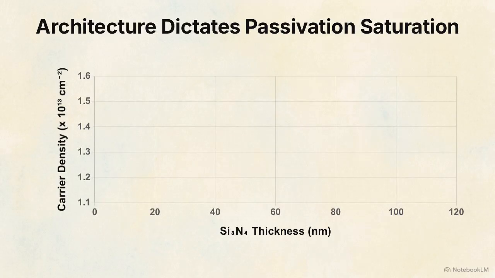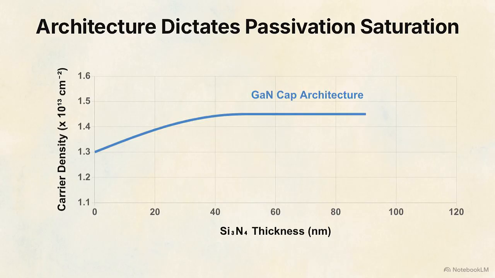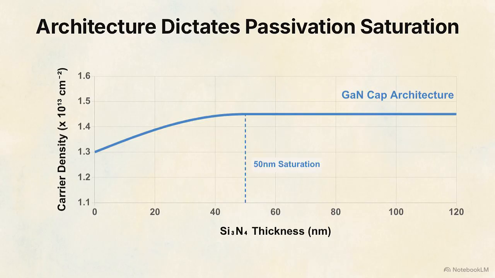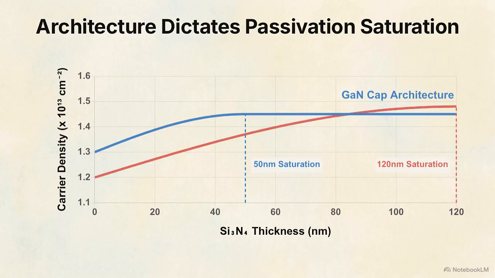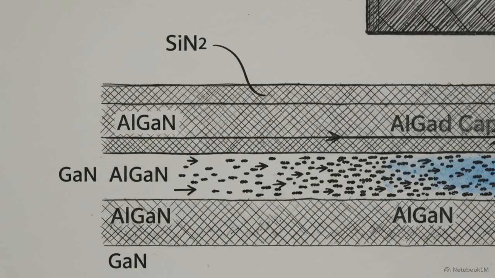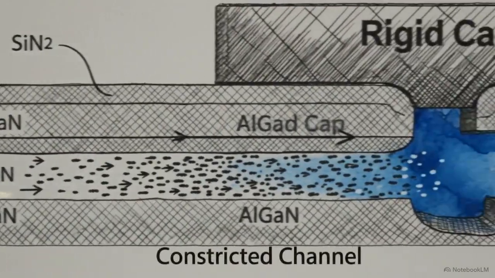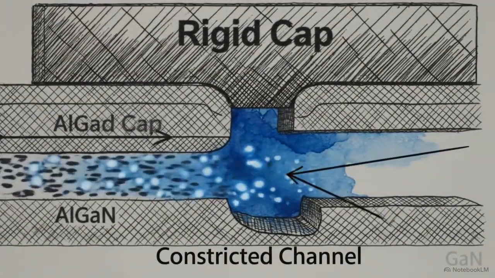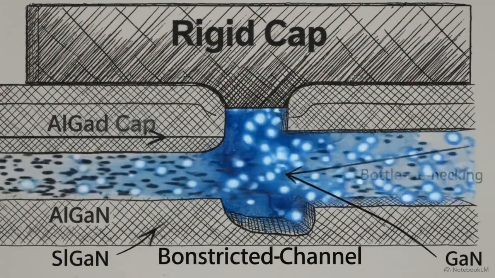This graph plots Hall carrier density against silicon nitride thickness, revealing two distinct behavioral tracks. For the gallium nitride capped structure, carrier density climbs initially, then abruptly plateaus at exactly 50 nanometers of passivation. The bare aluminum nitride structure behaves entirely differently. Without that physical spacer, its carrier density continues a steep upward climb, requiring a full 120 nanometers of silicon nitride before finally hitting its saturation point. The underlying epilayer design physically dictates passivation limits. The cap creates an artificial bottleneck, arresting charge transfer far earlier than a bare surface.